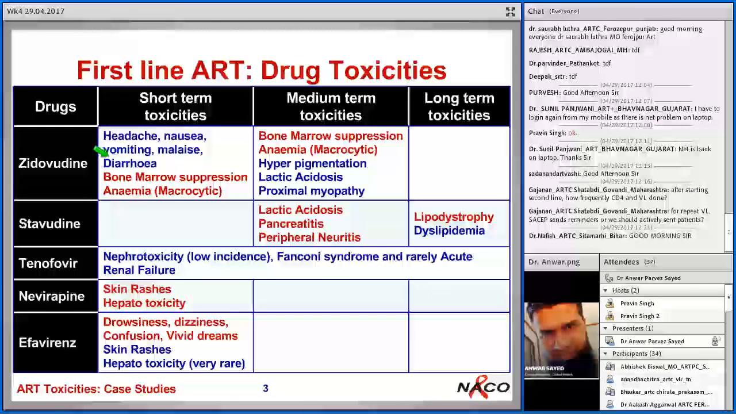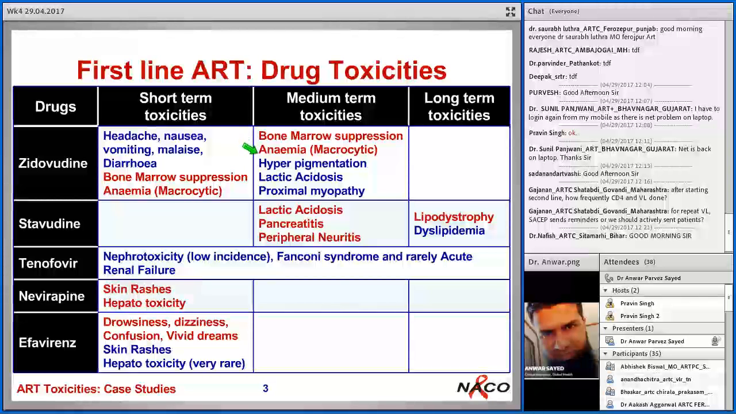Everyone knows that zidovudine causes side effects like headache, nausea, vomiting; bone marrow suppression and anemia are the serious side effects of zidovudine. These are short-term toxicities of zidovudine. Similarly, nevirapine and efavirenz may cause rashes. Nevirapine may cause Stevens-Johnson syndrome, also in some scenarios efavirenz, but the specific toxicity or side effect of efavirenz is drowsiness or confusion or vivid dreams. Sometimes it may lead to suicidal ideations also.